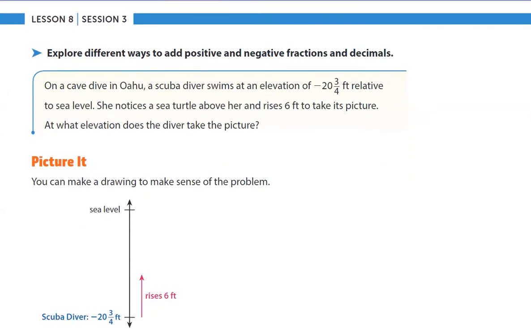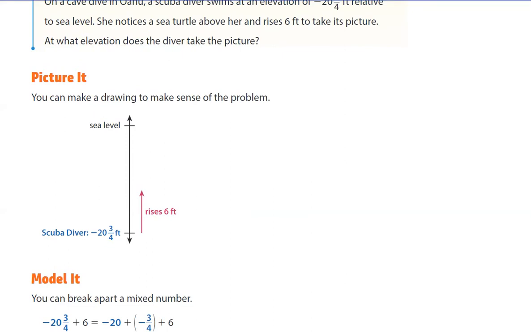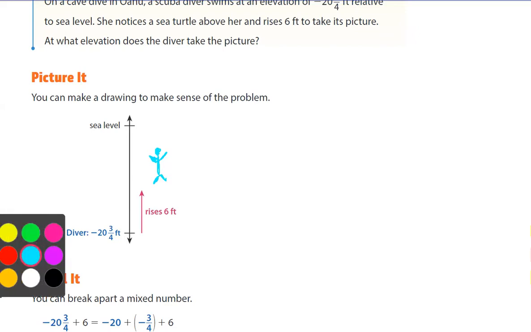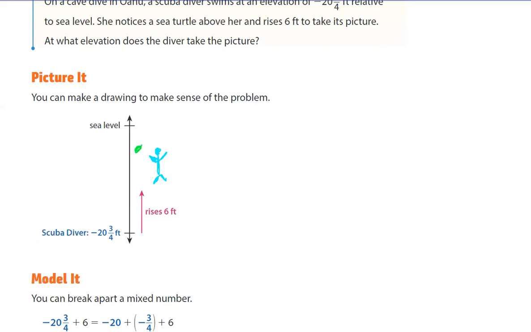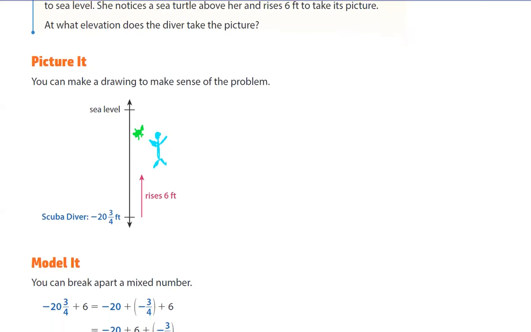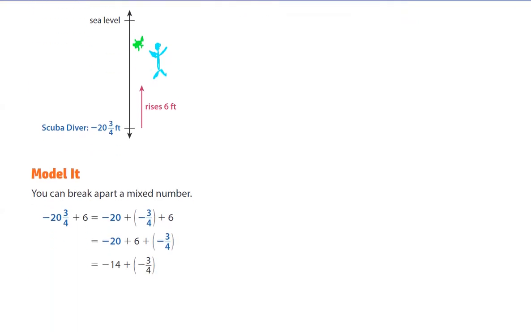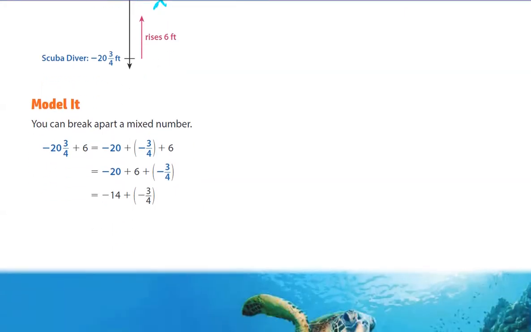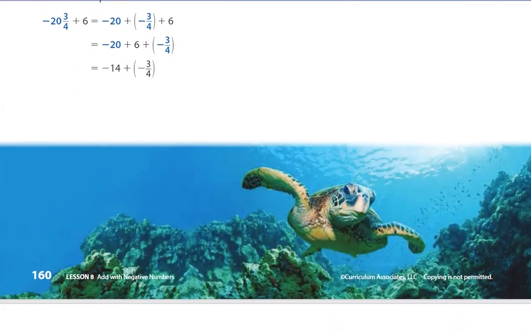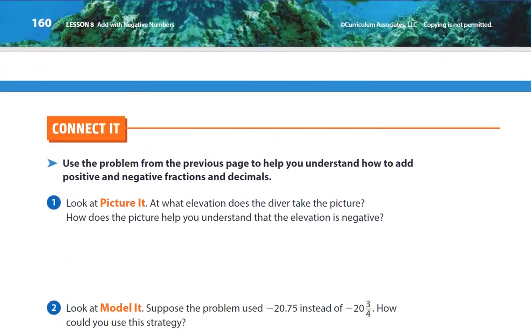All right. What methods did they use here? They used a picture it, which is basically just a vertical number line, since she's swimming up and down. She's swimming around. Yay. Now it's a picture it. Wait, what do we need to draw? We need a sea turtle in there. Now it's a picture it, because it's got all the details on it. Okay, or you can break apart the mixed number. Oh, look, I did that. So we did the second one. Oh, there's the sea turtle.